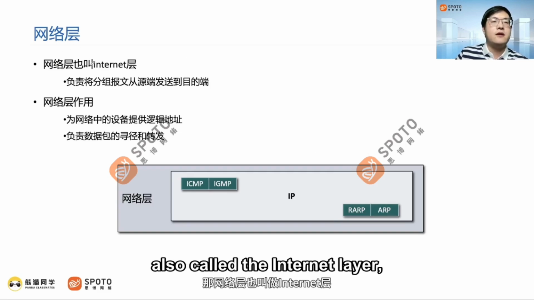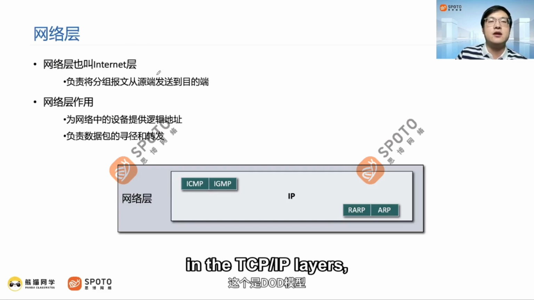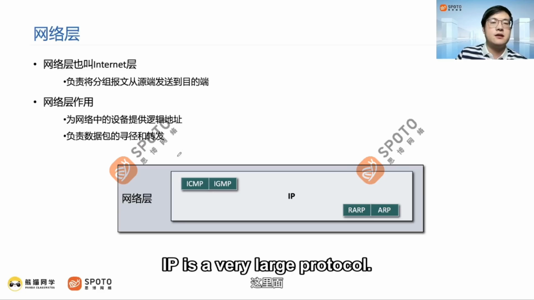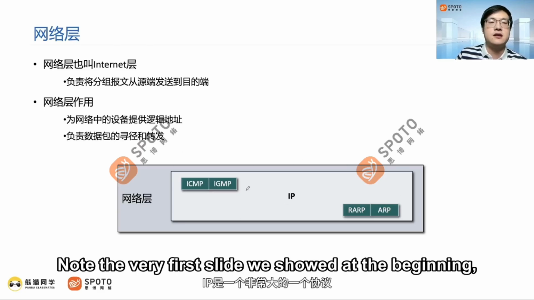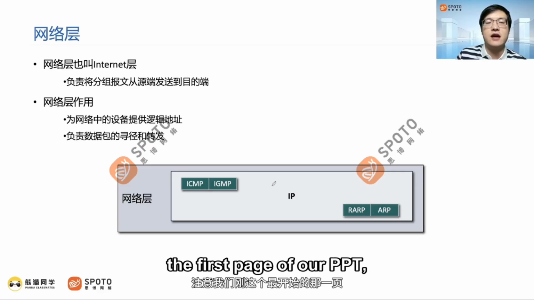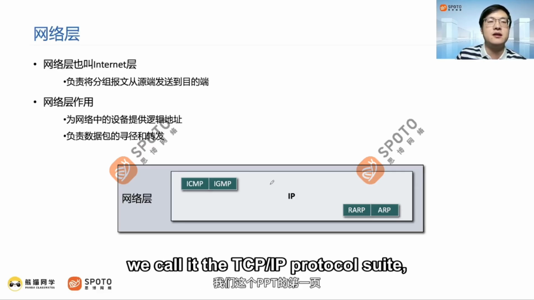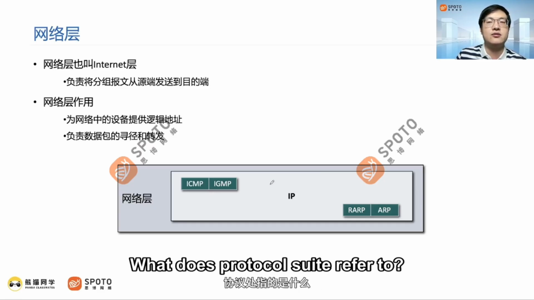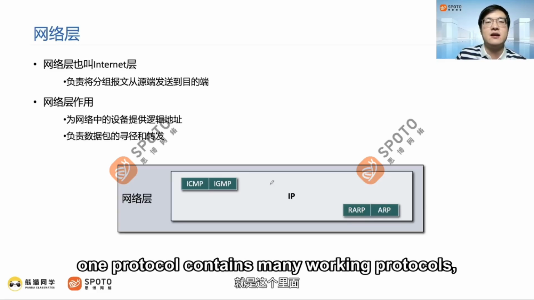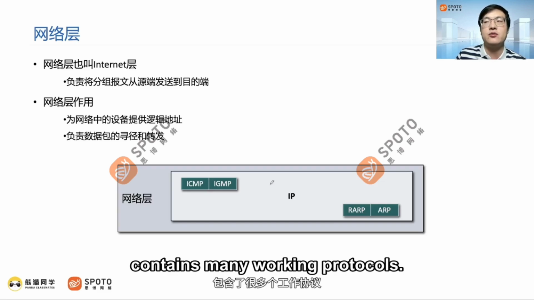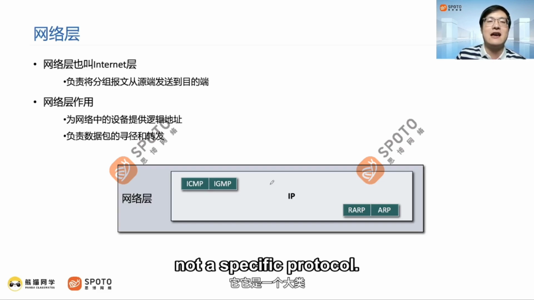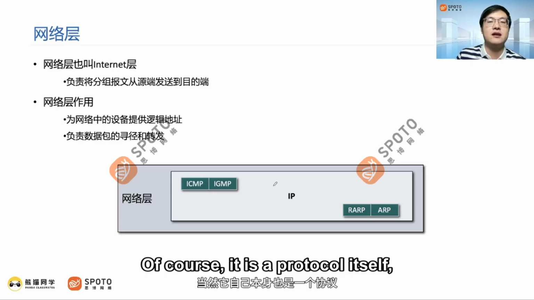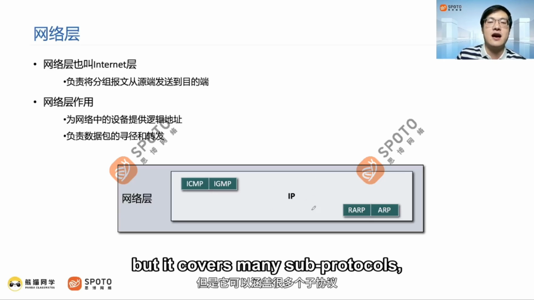The network layer, also called the Internet layer, is in the TCP/IP layers. Right? In here, IP is a very large protocol. Note the very first slide we showed at the beginning, the first page of our PPT. We call it the TCP/IP protocol suite. Right? What does protocol suite mean here? One protocol contains many working protocols. It's a broad category, not a specific protocol. Of course, it is a protocol itself, but it covers many subprotocols.